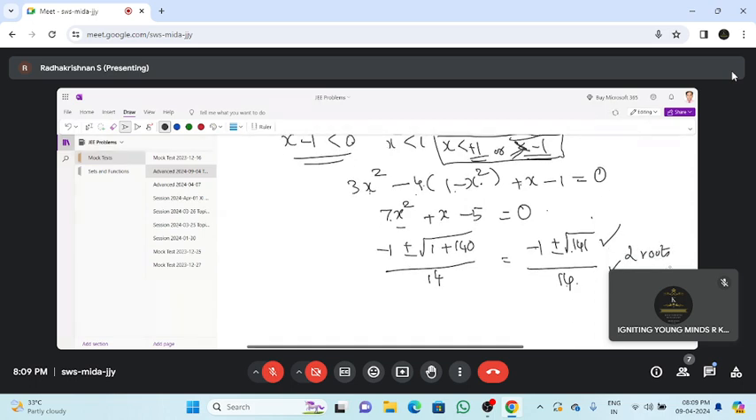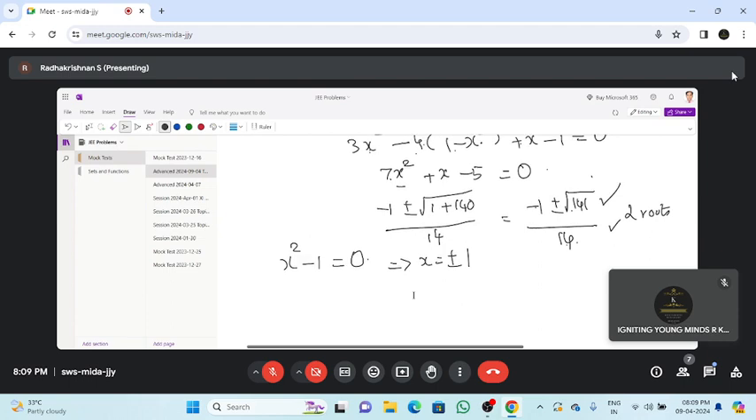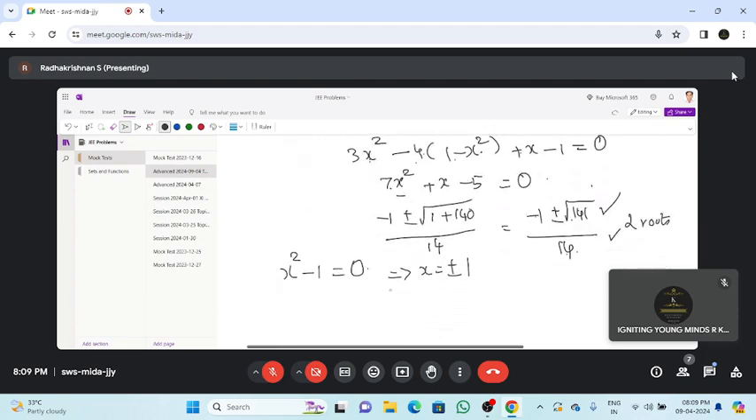Now we have to take 0. If we take 0, then x square minus 1 equal to 0, so x equal to plus or minus 1. In that condition, what does the quadratic equation become? 3x square plus x minus 1 equal to 0. Because it's x square minus 1, you put a 0, then that term vanishes.